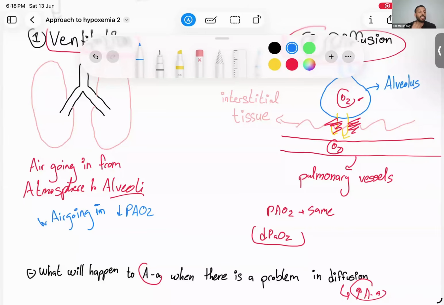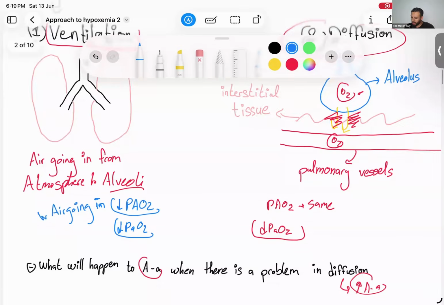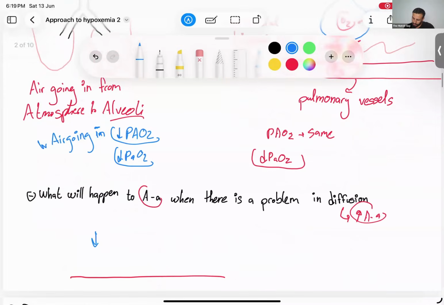And by default, since there is decreased oxygen going to the alveolus, there would be decreased oxygen going to the artery. This is the normal consequence. So there would also be decreased oxygen in the artery. And since both of them are decreased, the difference between them is going to be maintained. So the AA gradient between them is going to stay in the normal range. Is this clear, guys?